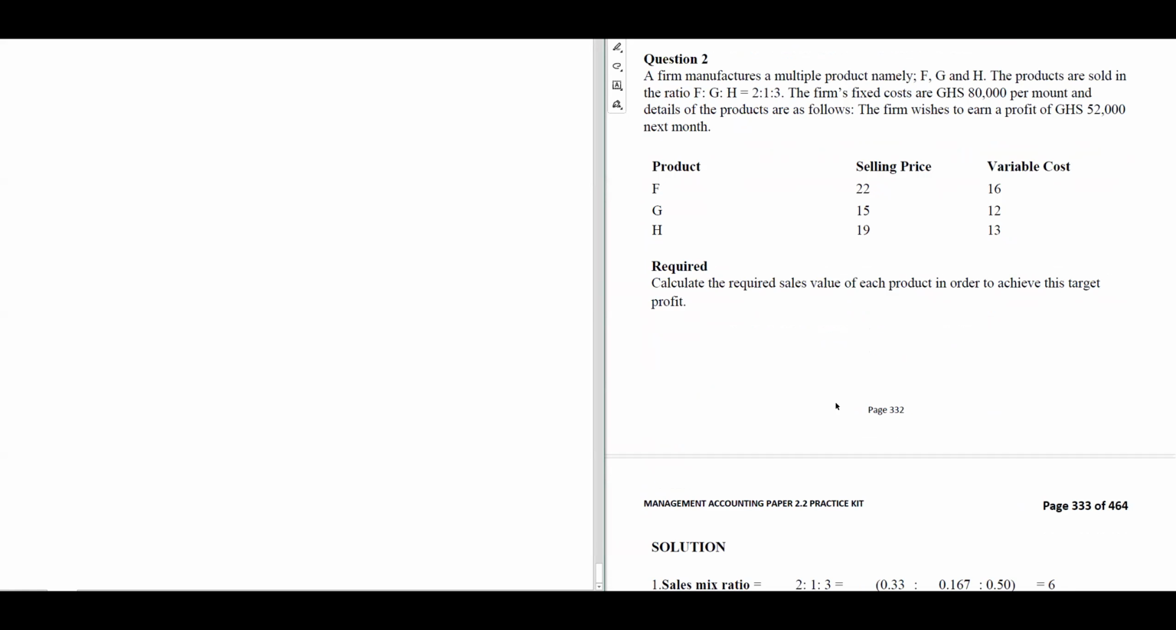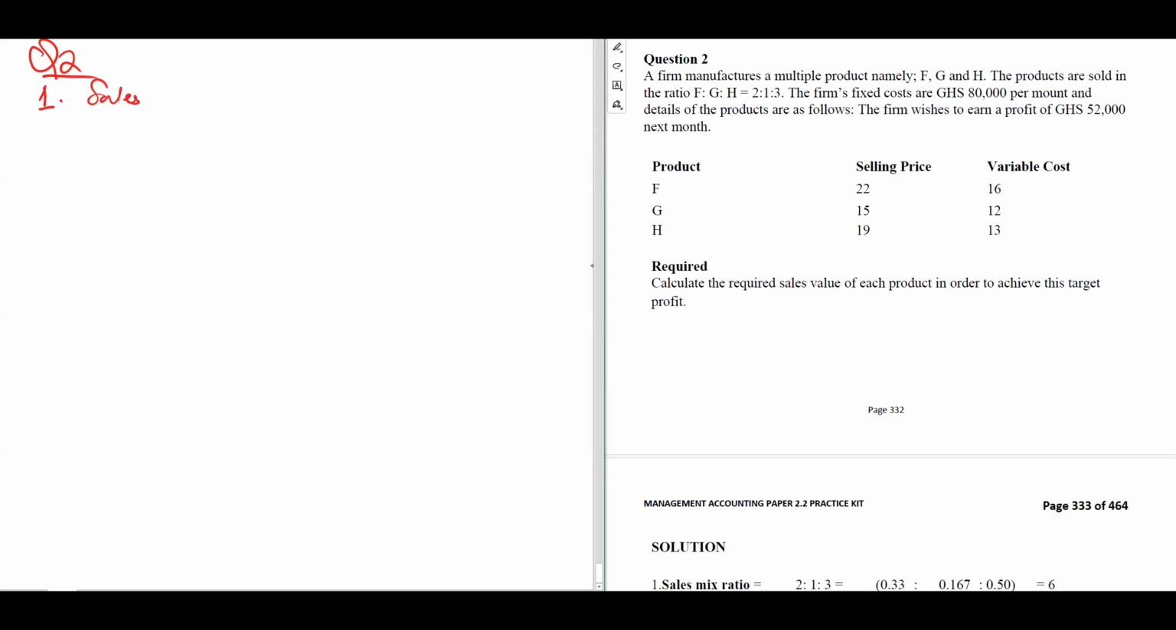So, question number 2. A firm manufactures multiple products, namely F, G and H. The products are sold in the ratio F, G and H of 2:1:3, and the firm's fixed costs are 80,000 per month. The firm wishes to earn a profit of 52,000 next month. So they say calculate the sales value of each product in order to achieve this target profit, right? That's the first thing we need. So what are the steps we need to follow?